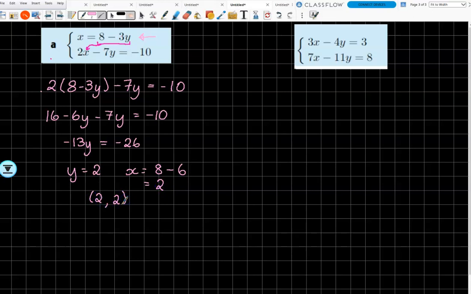Would it scare you if instead of x equals, it had a y equals? Would that worry you? No, you just substitute wherever the y is, for whatever that is, correct? Okay, so that's great. Look at the second question.